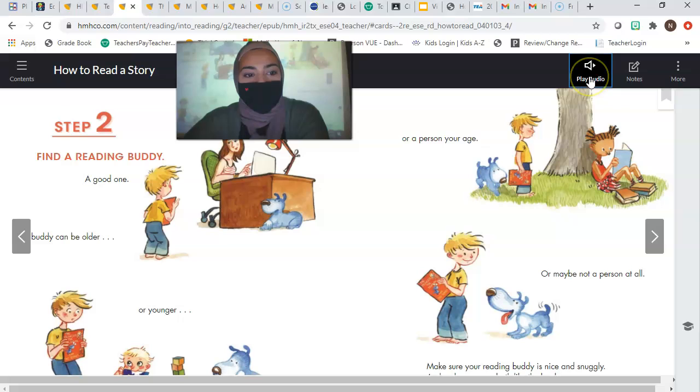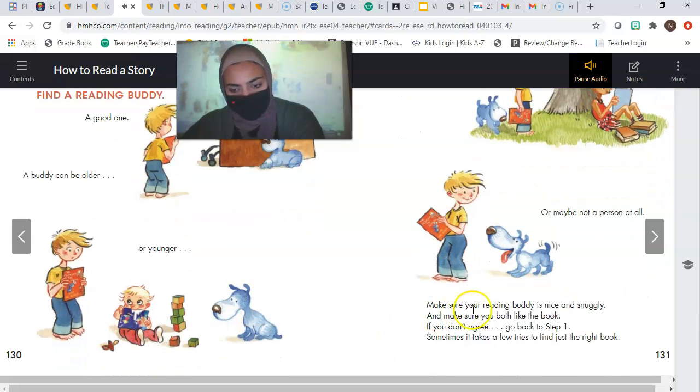It says step 2. Find a reading buddy. A good one. A buddy can be older, or younger, or a person your age. Or maybe not a person at all. Make sure your reading buddy is nice and snuggly. And make sure you both like the book. If you don't agree, go back to step 1. Sometimes it takes a few tries to find just the right book.